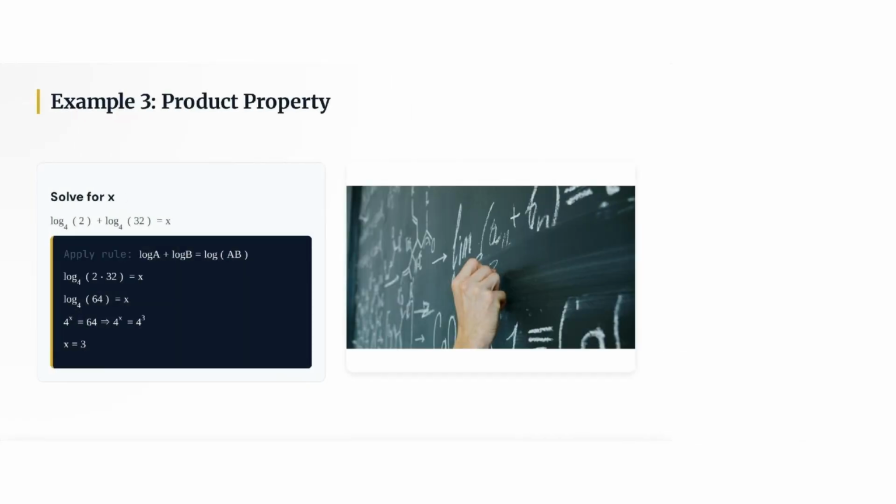Next, the product property. This rule allows us to combine log expressions by multiplying their arguments, effectively simplifying complex terms into a single solvable equation.